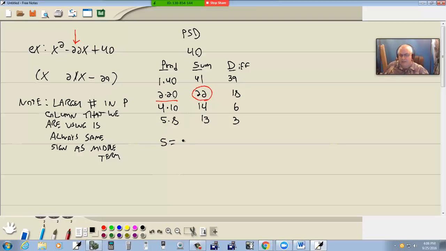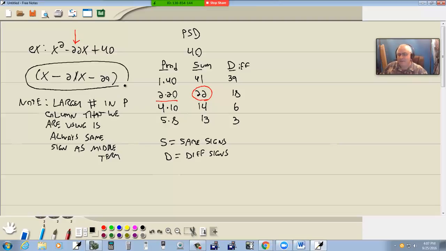If the number you circled is in the S column, S is for same signs, both positive or both negative. If the number you circled is in your D column, D is for different signs. It means one will be positive and one will be negative. Well, the number we circled was in our S column, S for same signs. So if the 20 is negative, then the 2 will be negative. And that would be your answer.